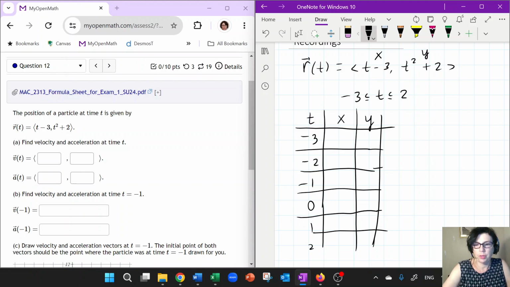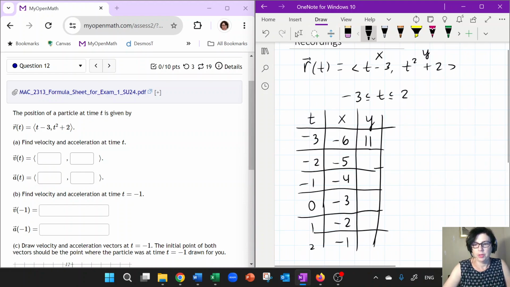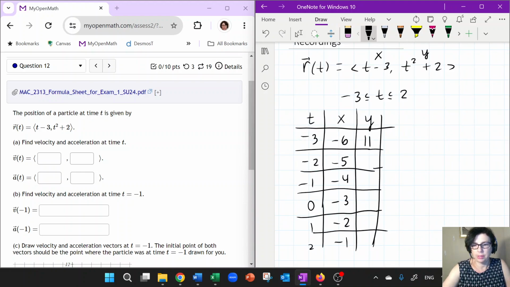So for the first one, we're just subtracting 3 from each one. So -6, -5, -4, -3, -2, -1. And then for the y component, we want to square each number. So this will be 9 plus 2, that's 11. Then over here, -2 will be squared, that's 4 plus 2, so that's 6. -1 squared, that's 1 plus 2, 3. This will become 2. This will become 3. And then 2 squared is 4 plus 2 is 6.